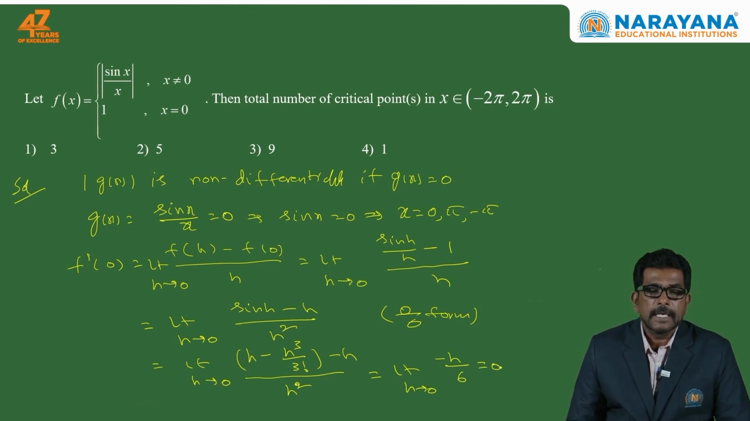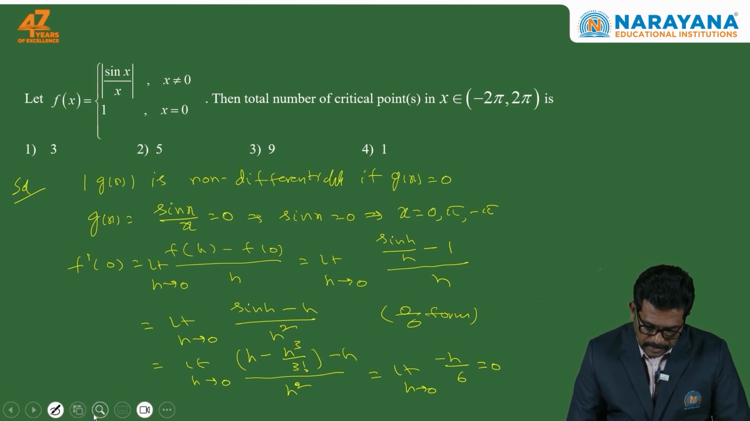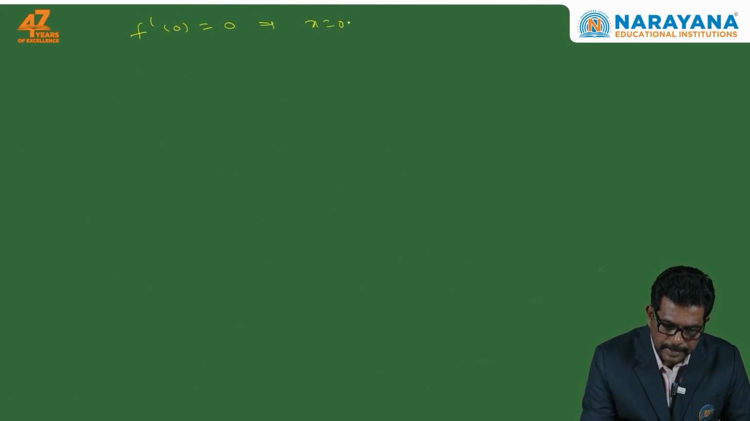In this case, at x is equal to 0, the function is differentiable, but the derivative of the function at x is equal to 0 becomes 0. By the definition of the stationary point, x is equal to 0 is also a critical point. f dash of 0 is equal to 0. It implies x is equal to 0 is basically a stationary point.